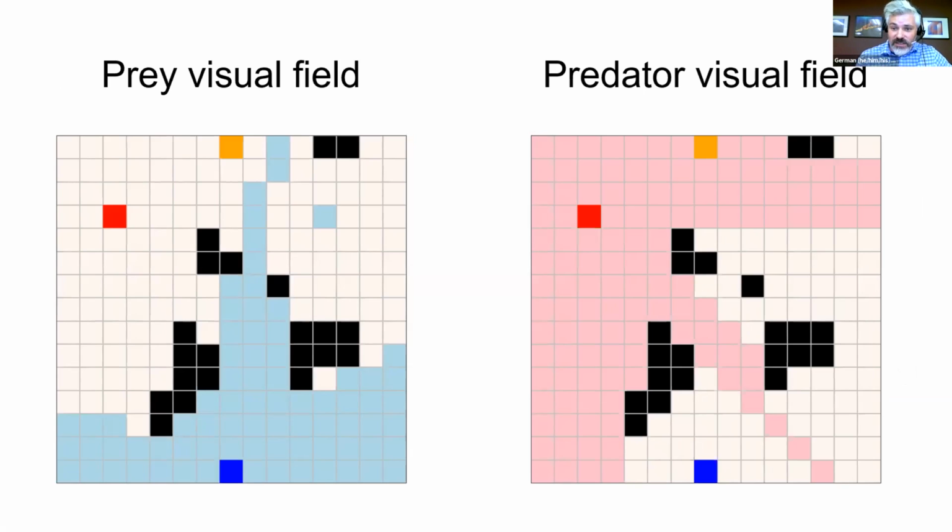So they can only see each other and know where the other agent is when there's an open straight line between them. This introduced the concept of partial observability, and it forces the prey to create a belief state.